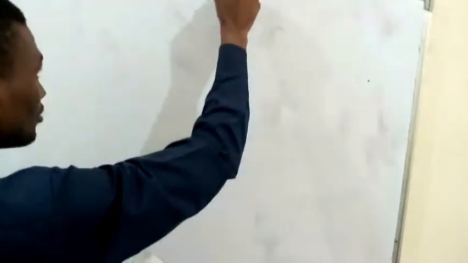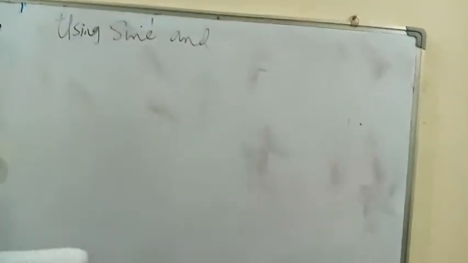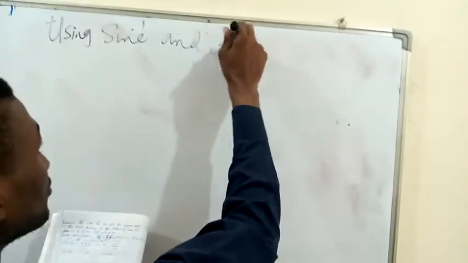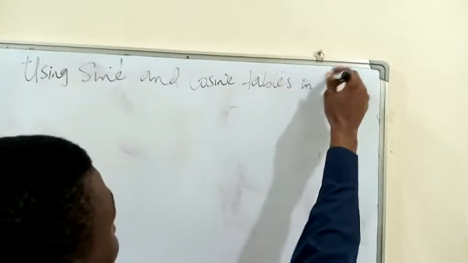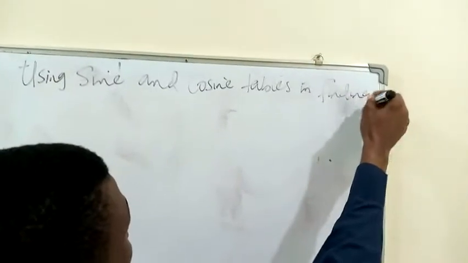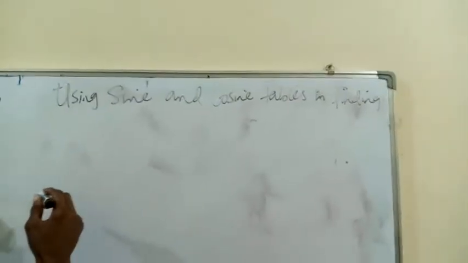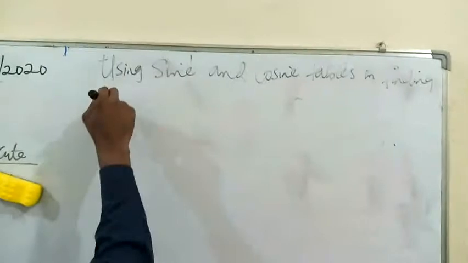Angles in finding right angle triangles, using sines and cosine tables in finding right angle triangles.